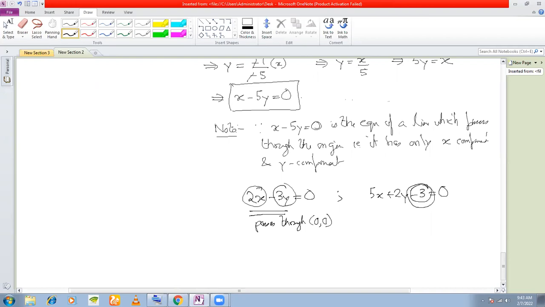Okay, so whenever you see an equation which contains only x and y and does not contain a constant term, that means you will know that the line passes through the origin. Okay, I'll stop here.